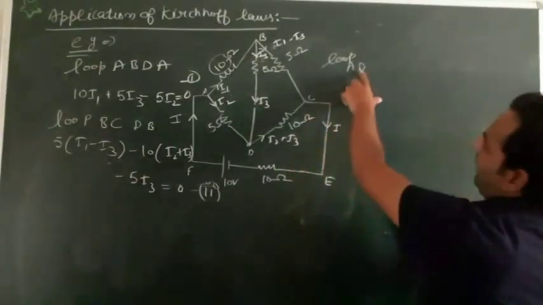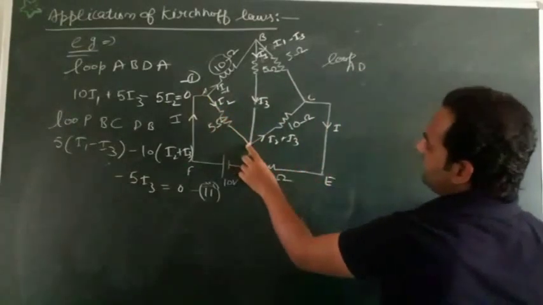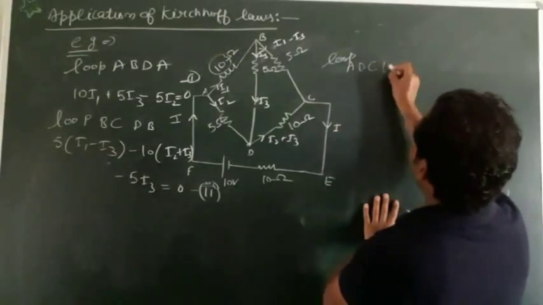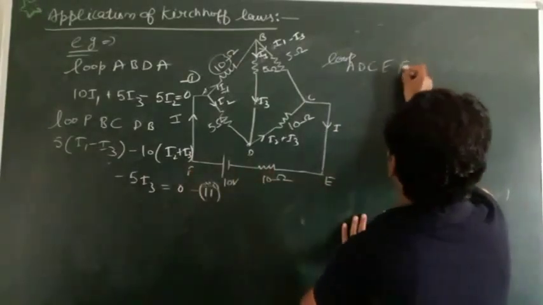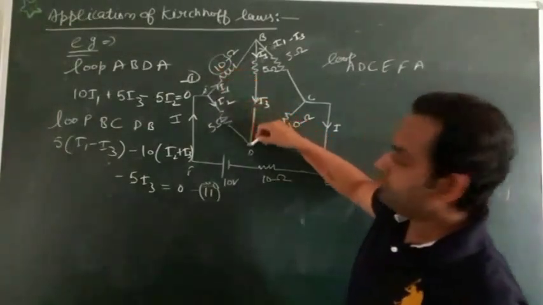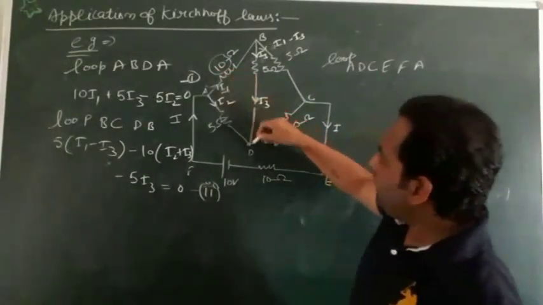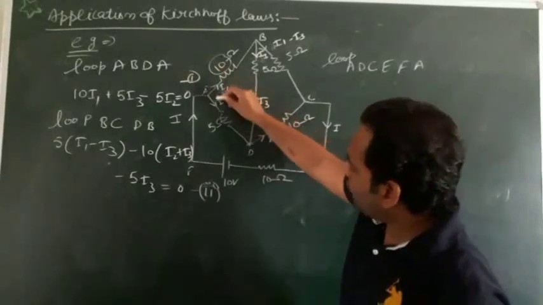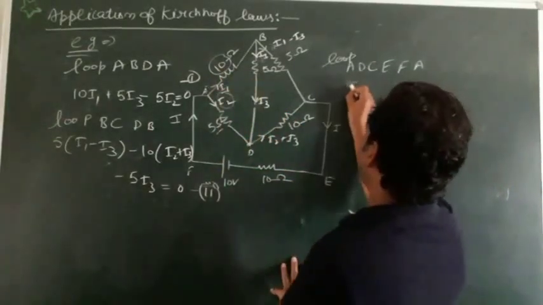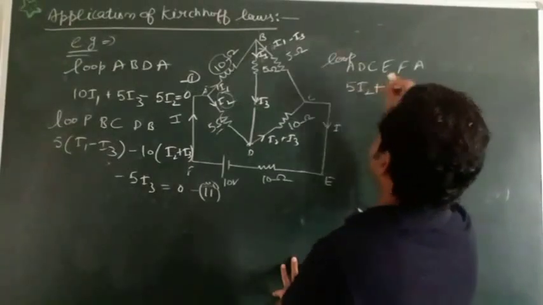The loop is ADC, then E, then F, then A. So what have we seen here? We move from A to D, and the current also moves from A to D. The product of this and that is taken as positive, so here it comes out to be 5I2 plus.